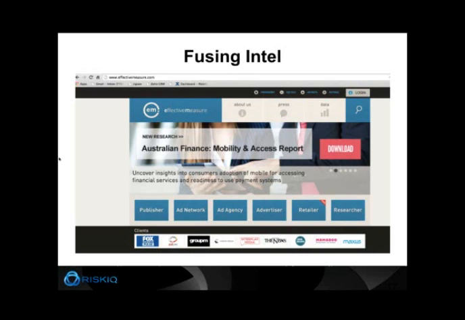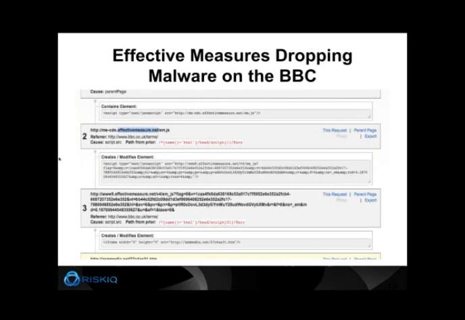But what did go wrong was they relied on a third-party vendor, in this case Effective Measure, to provide analytics tracking for their websites. And inside the packet trace, which you're looking at now, we can see coming off of the BBC's website, there is this cdn.effectivemeasure.net serving up some JavaScript.